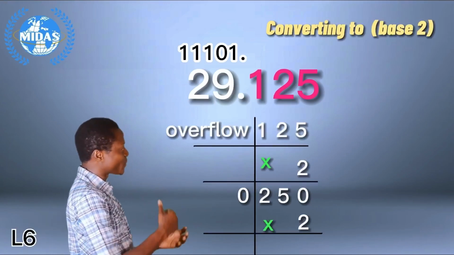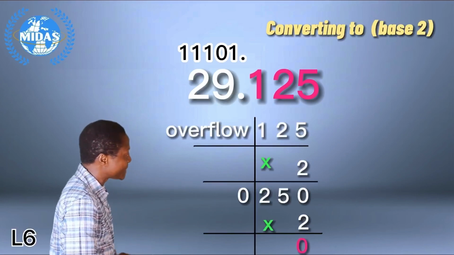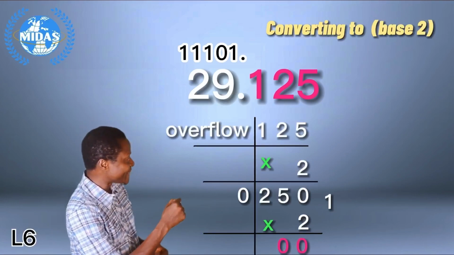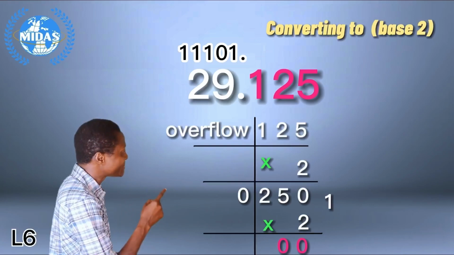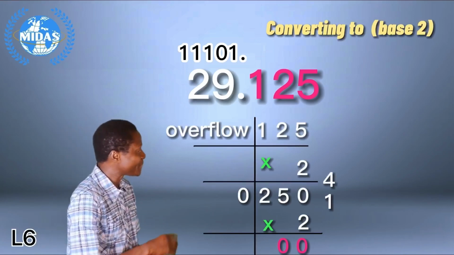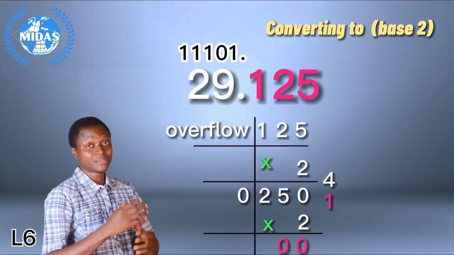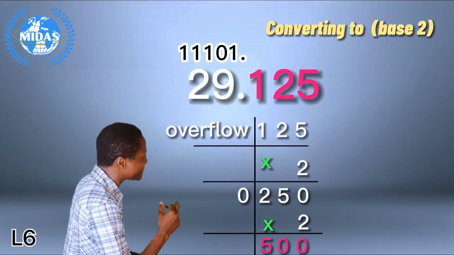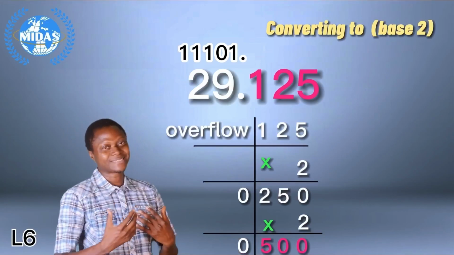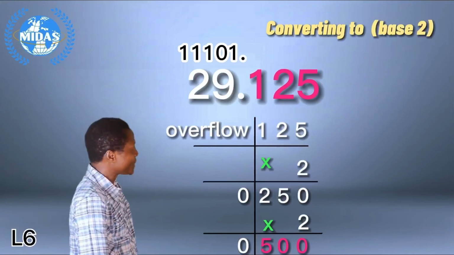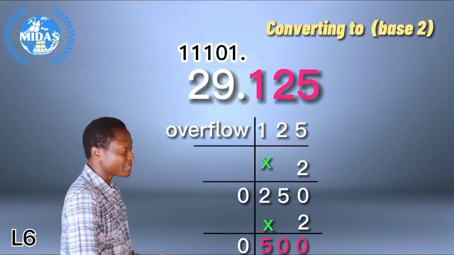2 times 0 is going to give us 0. 2 times 5 is going to give us 10. We write 0, carry 1. 2 times 2 is going to give us 4, plus that 1 that we carried, 5. So we have 5, 0, 0. We have to also still times again by 2.